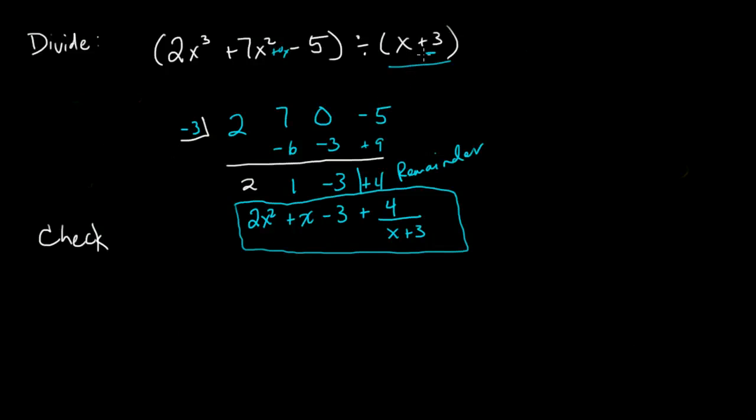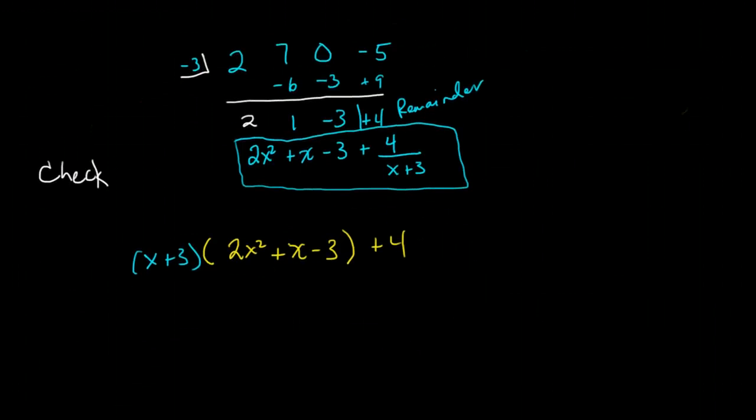Now let's try to check this. To do that, we'll take our original divisor, x plus 3, and we'll multiply it by our quotient, which will be 2x squared plus x minus 3, and then I want to add the 4 onto it. And if you're asking, why do I leave the remainder out of the parentheses? Why is the 4 by itself? That's because x plus 3 divided by x plus 3 is 1, so 1 times 4 is 4.